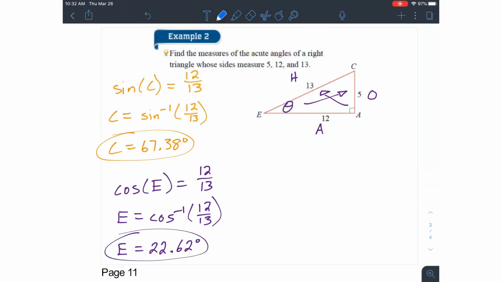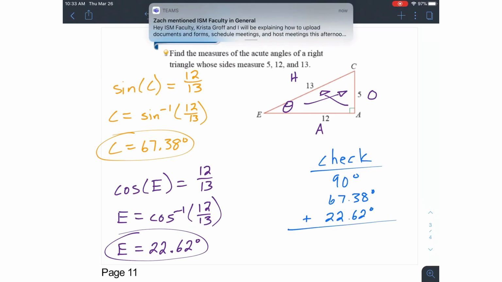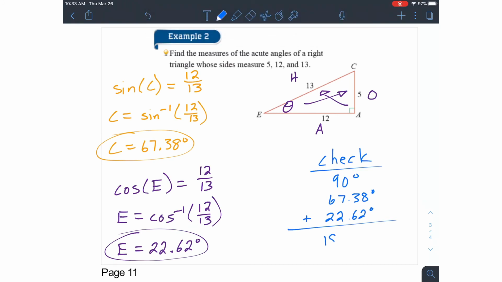And then if we wanted to check, so our three angles are 90, 67.38, and then 22.62. And I can tell that those are going to be 180 degrees.